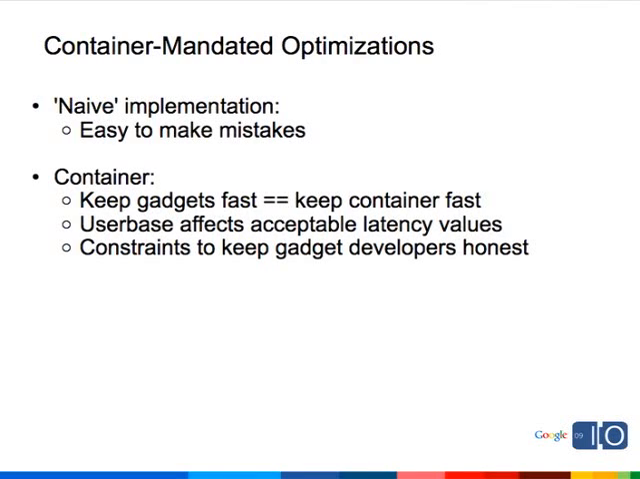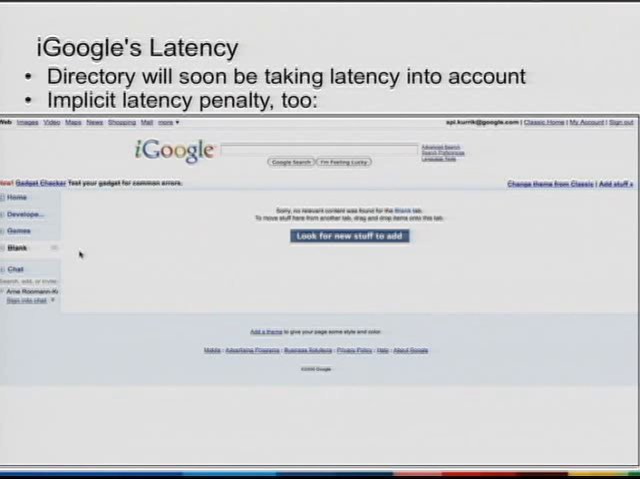The container, like we were talking about before, has a vested interest in keeping the gadgets that it's hosting fast. Obviously, the user sees the overall performance of the container, and even if a certain gadget is slowing that down, then the perception is that the container is slow. And so containers might start implementing constraints to keep users honest. We actually had two containers that we ran into challenges with, or maybe not challenges, but we had to be aware of limitations.